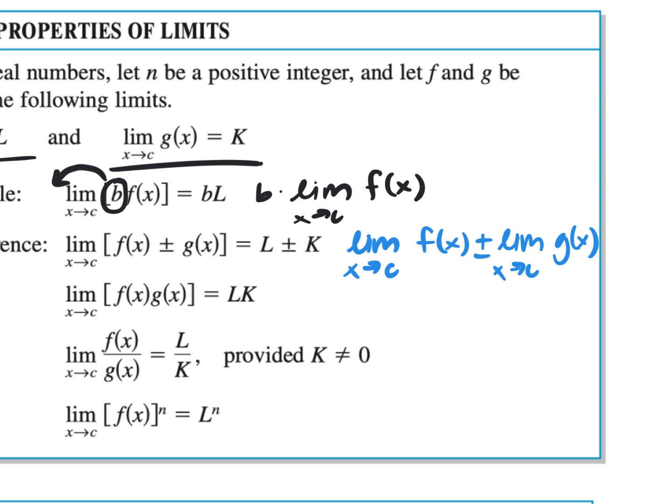Okay, feel free to rewrite that same thing for the next 2. It's the same idea. Instead of adding, we would be multiplying for the next one. You multiply both of those limits individually. And then if we're dividing, you find the limits individually, and then you divide them. Does that notation make sense? Okay.